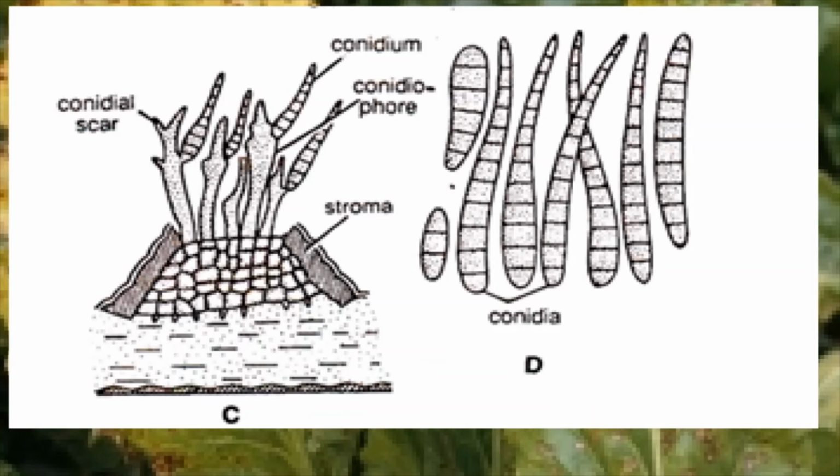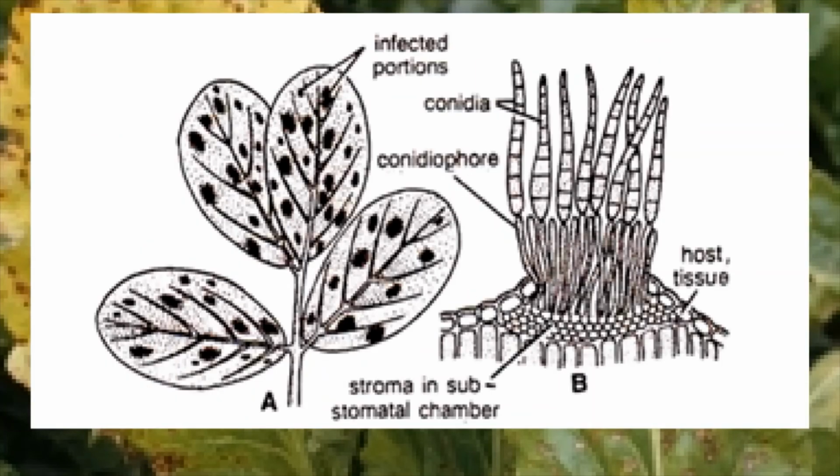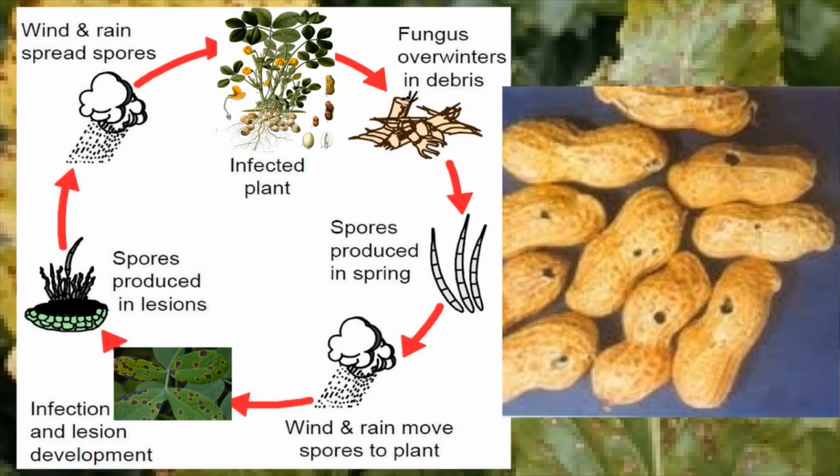You are seeing the leaf spot, and you are seeing the conidia in this diagram arising from the stroma. Stroma is the substomatal cavity, present just below the epidermis, where a thick mycelial mat is available, in which the conidiophores are present, and the conidia arise from the conidiophores. One more picture where you can see the conidia arising from the conidiophores. This is the life cycle of Cercospora. Conidia are disseminated by wind and rain, and they reinfect the host plant. You are also seeing the groundnuts infected by Cercospora.